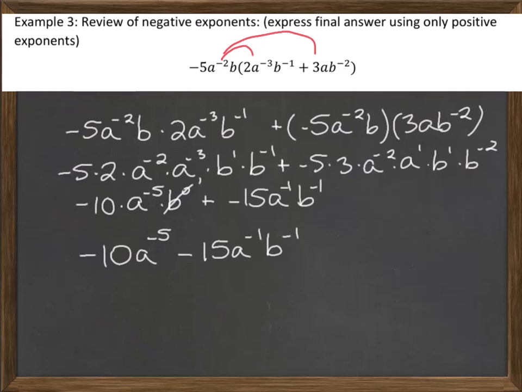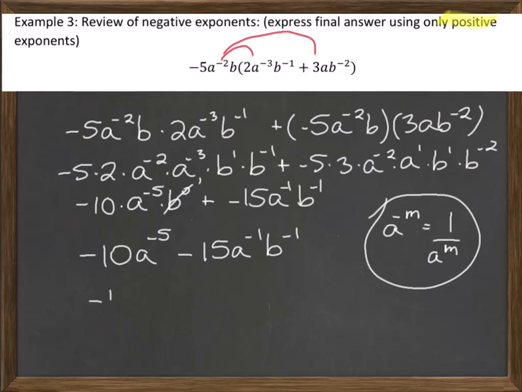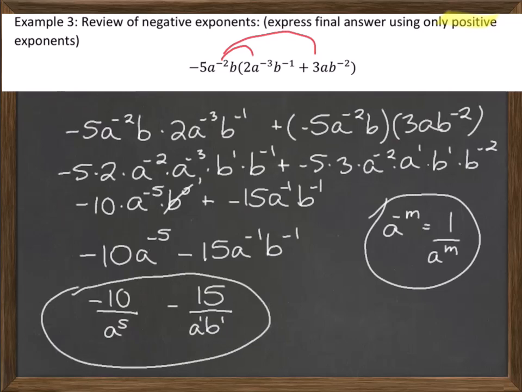Okay, now we would be done normally, right? However, remember our directions say to use only positive exponents. So we have to remember our rule with negative exponents. So the deal is that if I have a to the negative m power, that becomes 1 over a to the m power. Okay, and this is the property that we're going to be using. So I'm going to have negative 10 divided by a to the fifth power minus 15 divided by ab, or a to the first, b to the first. Okay, so this is going to be my final answer.